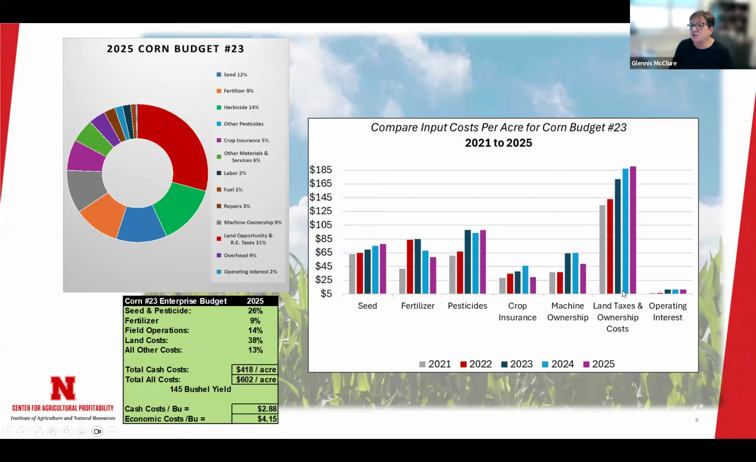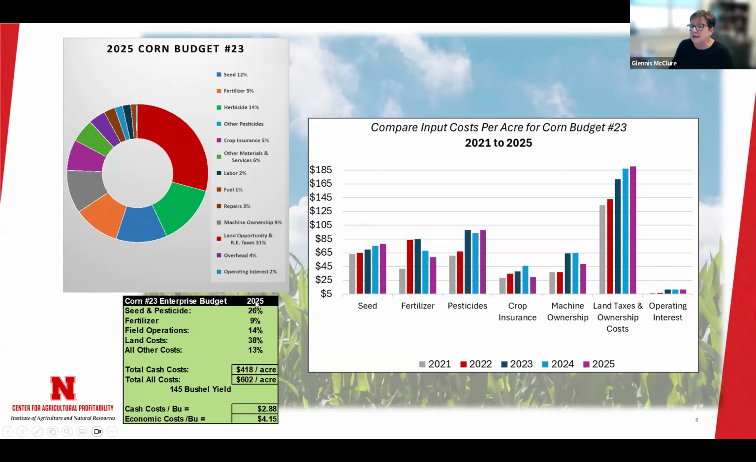So here I'm just showing you what makes up those budgets. This is a dryland corn budget for 2025, and we're looking at seed at about 12%, fertilizer 9% of the total costs. But look at land and real estate taxes, 31%. That's the red bar here. Other materials and services, we have crop insurance included on our budgets, and so on. There's overhead costs and operating interest as well.